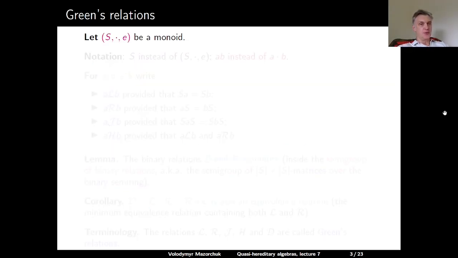Basic structural properties of monoids are described by the so-called Green's relations. Let S be a monoid. In what follows, we quite often use the notation S instead of S, dot, E, and we will also simply write AB instead of A dot B.